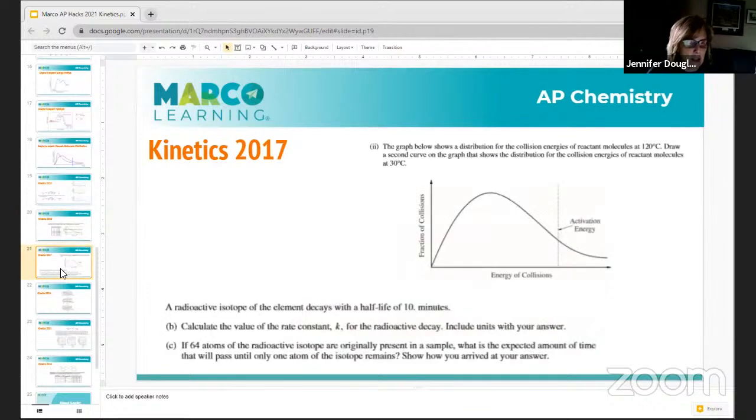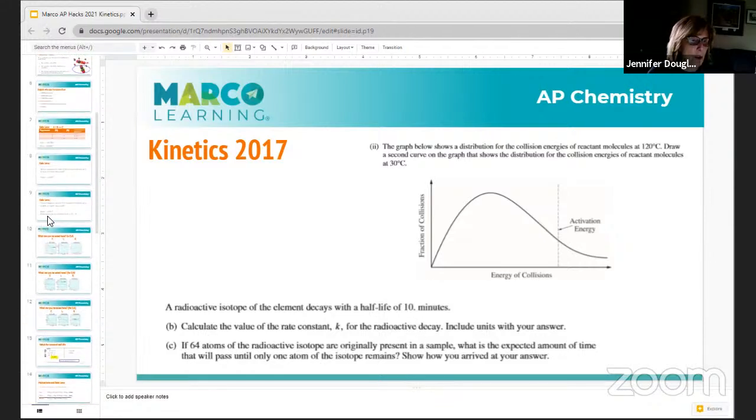Okay, that was 17. We're working our way backwards. Oh, and notice once you have k, it says if 64 atoms are initially present, what's the amount of time you're solving for t that will pass until only one isotope remains? So you're starting with 64. That's your initial concentration, so to speak. You're talking about atoms this time. You're ending with one. You calculated k. So you're going right back to that formula sheet.